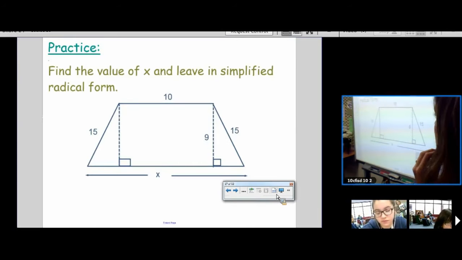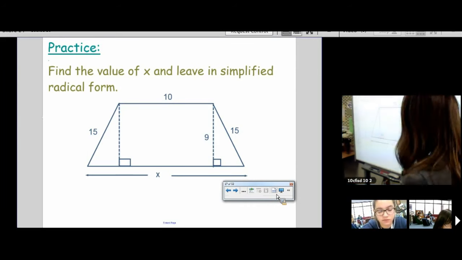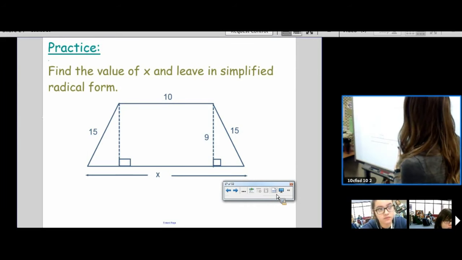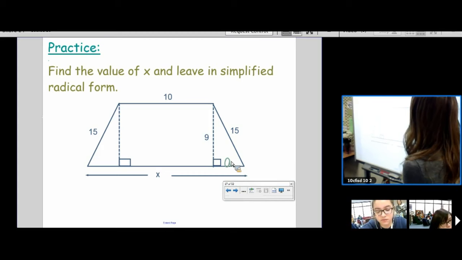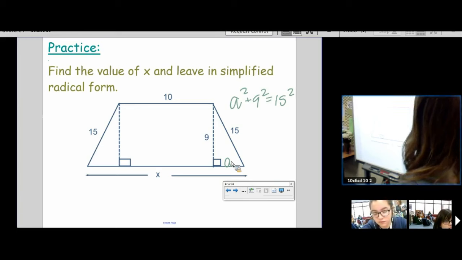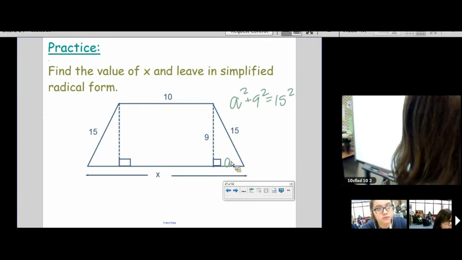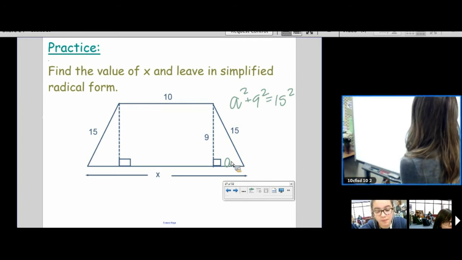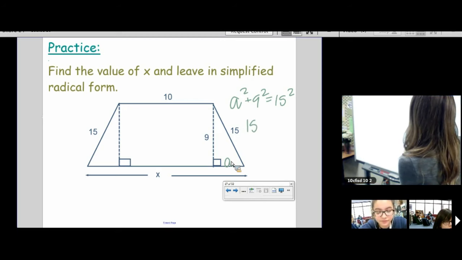Find the value of x and leave in simplified radical form. So of course we're going to need a stepping stone before we find x. We can find a right here first. This one is also a Pythagorean triple. If you already know it, you can just answer with that one. But if you don't know it, you can do the math.